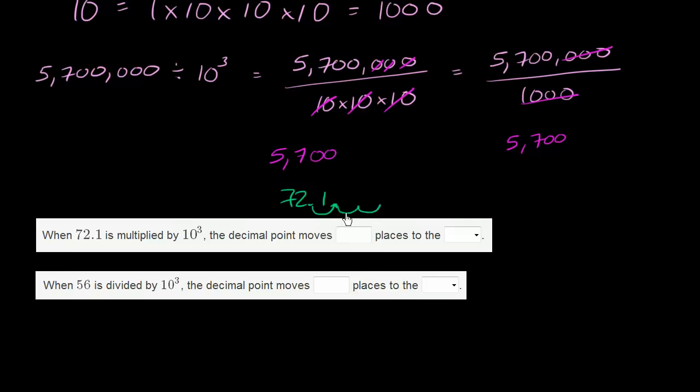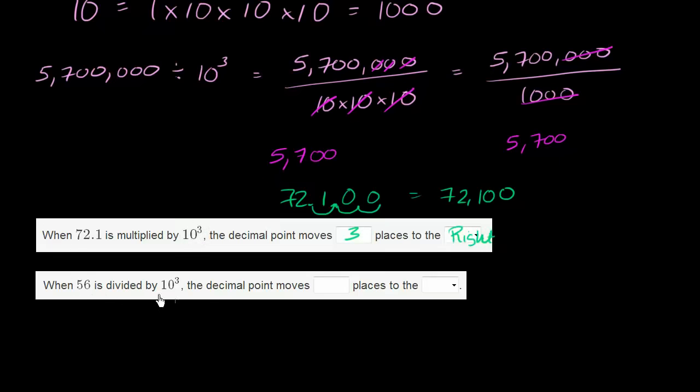And you say, wait, how can I move it over? There's nothing here. Well, you throw a 0 in there. And so it's going to be equal to 72,100. Now, they're not asking us that. They're just asking how we would do it. And we saw the decimal point moves 3 places to the right. And the big key here is you're going to get a larger number when you multiply by 10 3 times or multiply by 1,000.